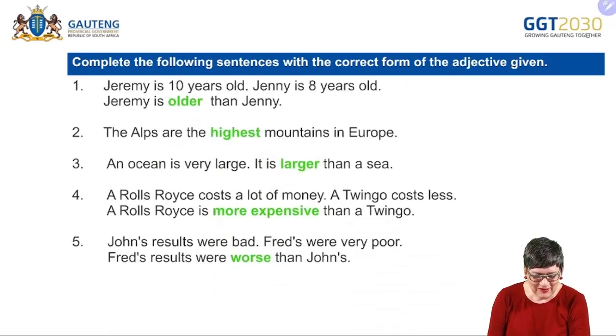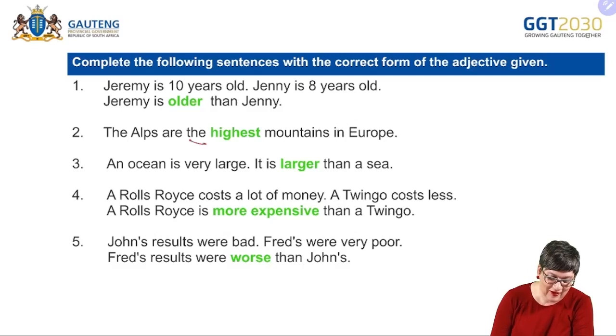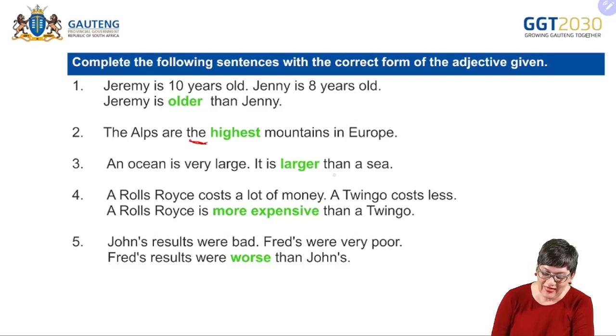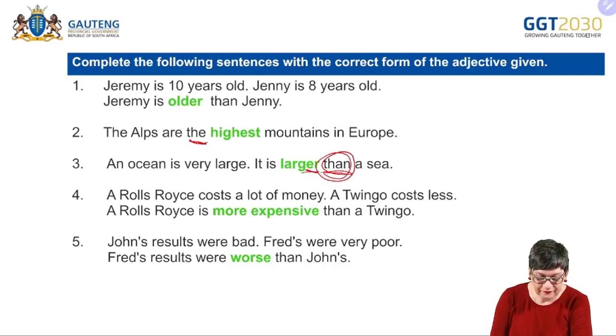So let's look at the first one. So we've got Jeremy and Jenny, and obviously Jeremy is then older than Jenny. That's an easy one. The Alps are the highest mountain in Europe, and your clue was obviously the highest. That was your clue to help you then, that one. An ocean is very large. It is larger than a sea. There's your trick word there. And that tells you can just add an ER.